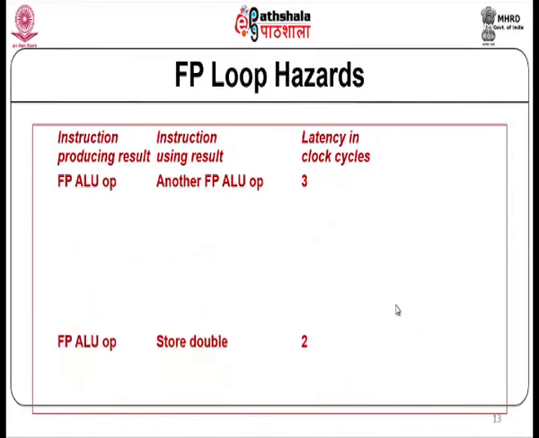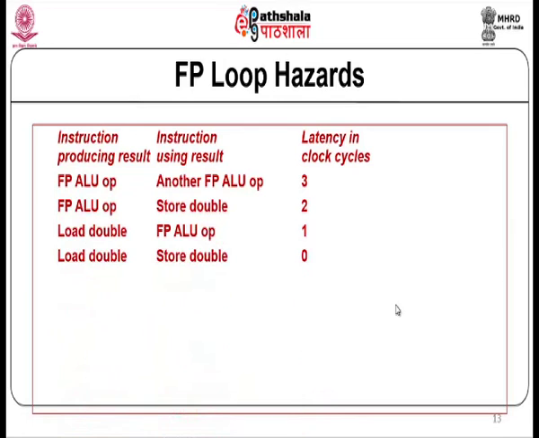Let us assume these latencies for our discussion purposes. Between a floating point ALU operation and another floating point ALU operation that is going to use its result, let us assume that you need a latency of 3 clock cycles. Between a floating point ALU operation and a store operation dependent on that data, you need a latency of 2. Between a load double and a subsequent ALU operation that uses it, it requires a latency of 1, and between a load and a store, there is no latency.